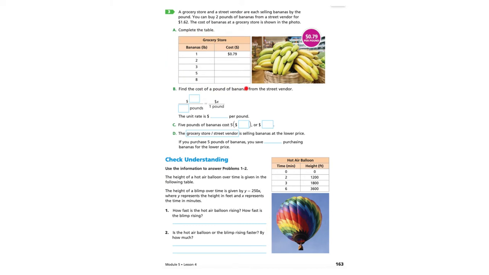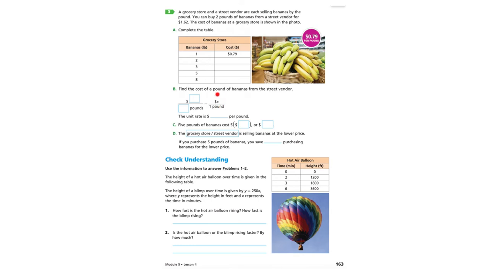They want you to complete this table. If you know it's 79 cents for 1 pound, how much for 2 pounds, 3 pounds, 5 pounds, and 8 pounds? And then they want you to find the cost of a pound of bananas. So they want you to find that unit rate from the street vendor. So they tell you up here, you can buy 2 pounds of bananas from the street vendor for $1.62.